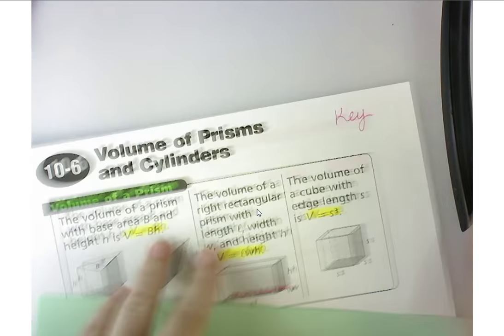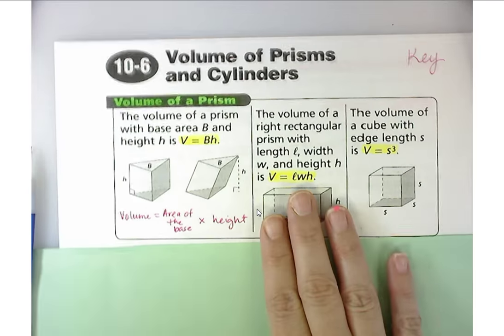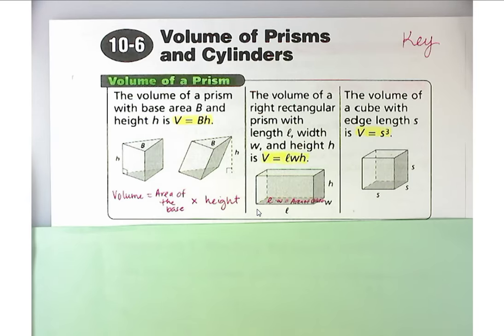Okay, so today we are doing section 10.6. Your quiz is on Wednesday. This is the last section that is on that quiz. And we are going to talk about the volume of prisms and cylinders.